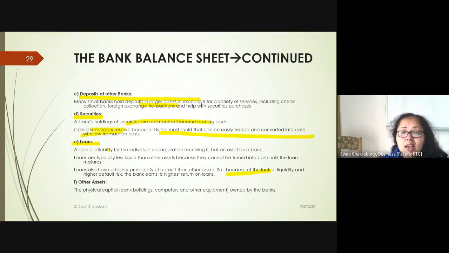Loans. A loan is a liability for the individual or the corporation receiving it, but an asset for a bank, right? Loans are less liquid than other assets because they cannot be turned into cash until the loan matures. Loans also have a higher probability of default than other assets, since people may not be able to repay the loan. Because of the lack of liquidity and high default risk, banks tend to earn the highest returns on loans, because risk is high. Other assets include physical capital, such as bank buildings, computers, and other equipment which are owned by banks.